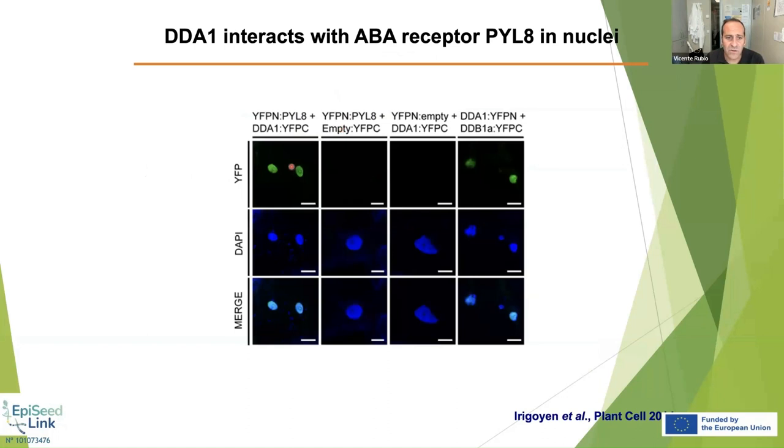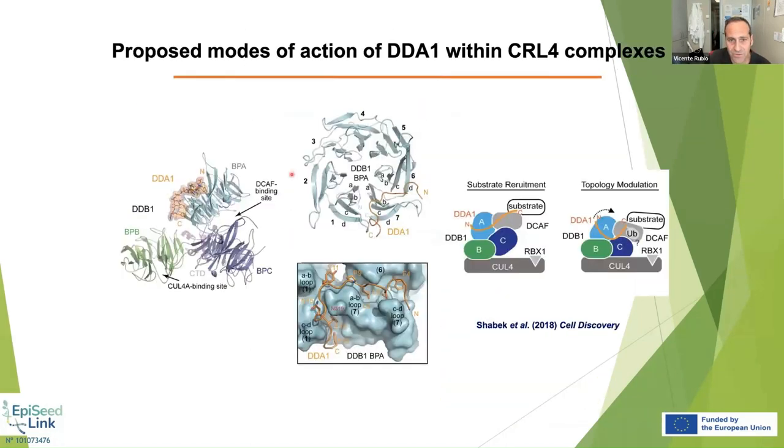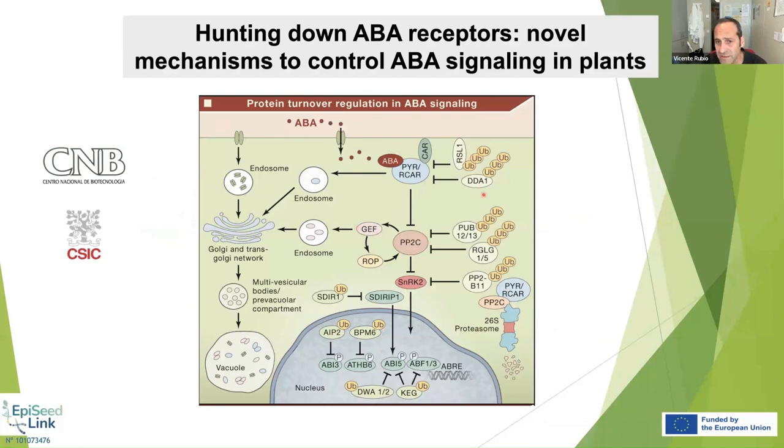We confirmed the interaction of several PYL receptors with DDA1 in vivo. And you can see here that the interaction occurs in the nuclei. These are bimolecular fluorescence complementation assays. So we fused each of the proteins to be tested to a half of the YFP, the yellow fluorescent protein. And if the two proteins interact, we get a reconstitution of the yellow fluorescent protein, and we can observe it at the confocal microscope. You can see here, these are nuclei because they are stained with the DAPI stain for nucleic acids. And this interaction occurs in nuclei, which is actually, let me show you, the cartoon is wrong. So the interaction that they show here is wrong. It actually happens here in the nucleus.